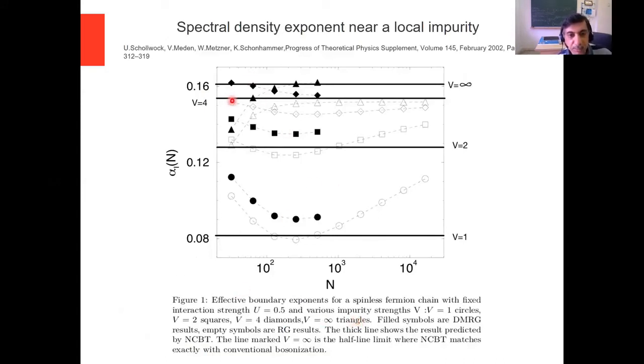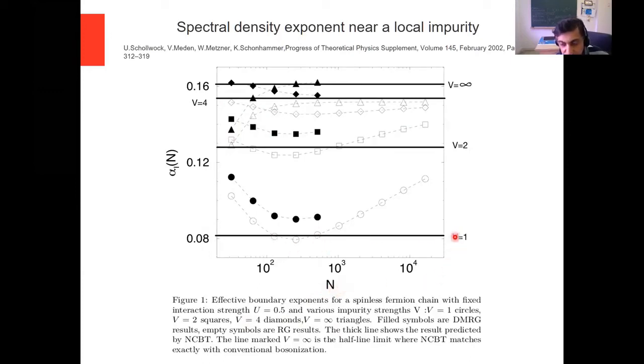If you stare at this plot, these solid diamonds, triangles and squares are the DMRG simulations. The solid circle corresponds to impurity strength 1, in some units, and the solid square is impurity strength 2. This is the DMRG by Schollwöck et al. The solid diamond is 4, and the solid triangles are the half line, that is, infinitely strong impurities. Now, the horizontal solid lines are NCBT, non-chiral bosonization. Of course, the x-axis is the number of sites.